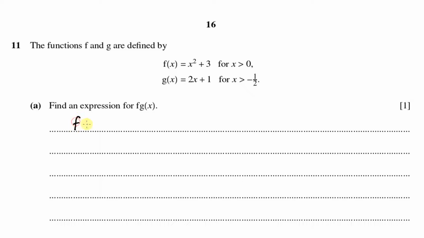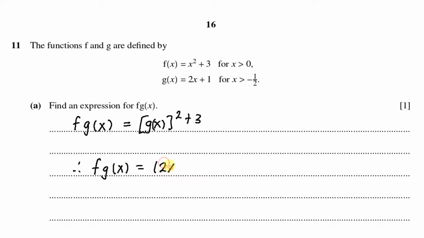So we're saying here, when we have f of g of x, it means that g of x is an input into the function f. Now the function f is such that f of x is equal to x squared plus 3. So in place of x, we have g of x. So it will be g of x squared plus 3. So this therefore means that f of g of x should be equal to g of x, which is 2x plus 1 squared plus 3. So this right here is the expression for fg of x.